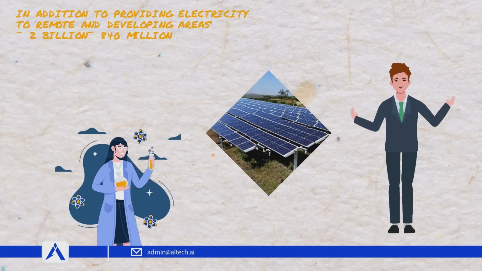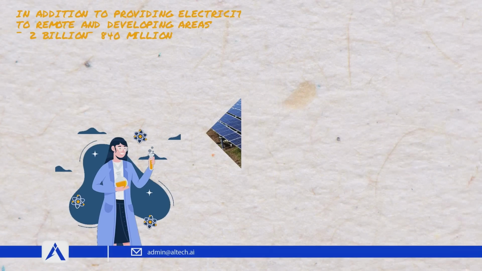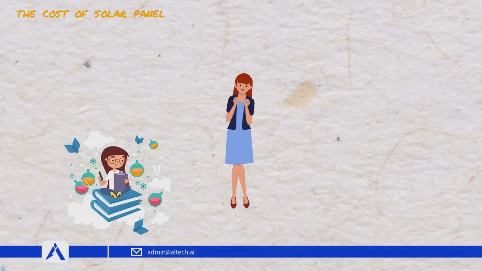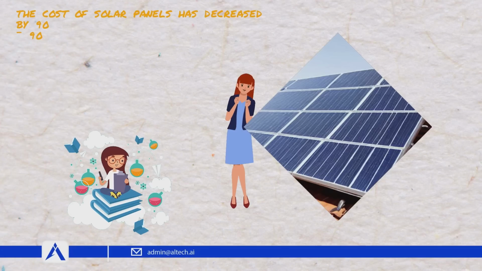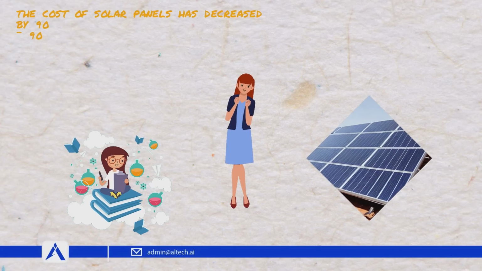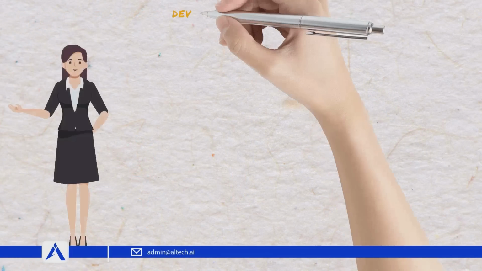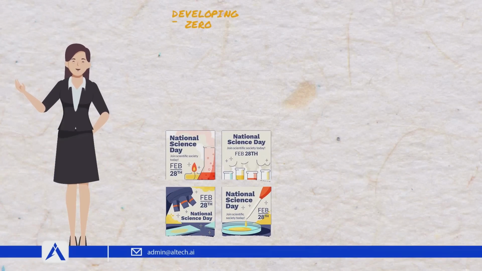In addition to providing electricity to remote and developing areas, solar energy is also becoming an attractive investment opportunity for businesses and individuals. The cost of solar panels has decreased by 90% over the past decade, making solar energy more affordable than ever. In fact, according to the International Renewable Energy Agency, solar power is now the cheapest form of electricity in history in most parts of the world.